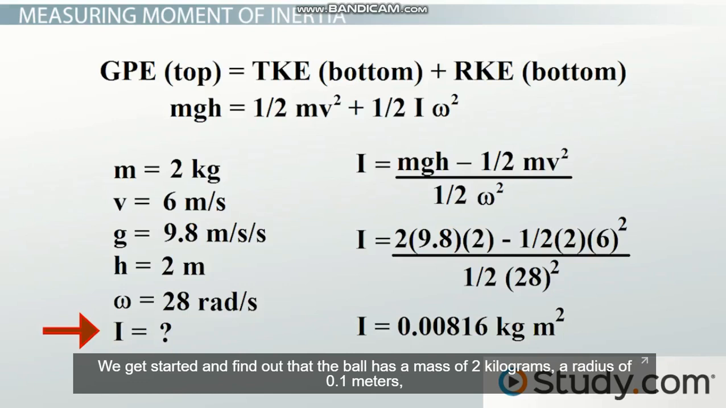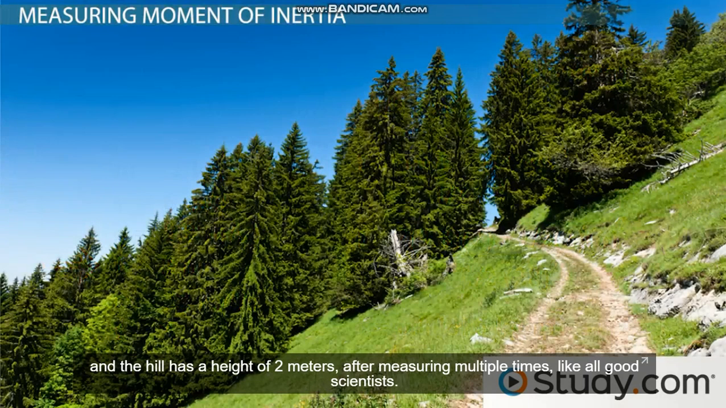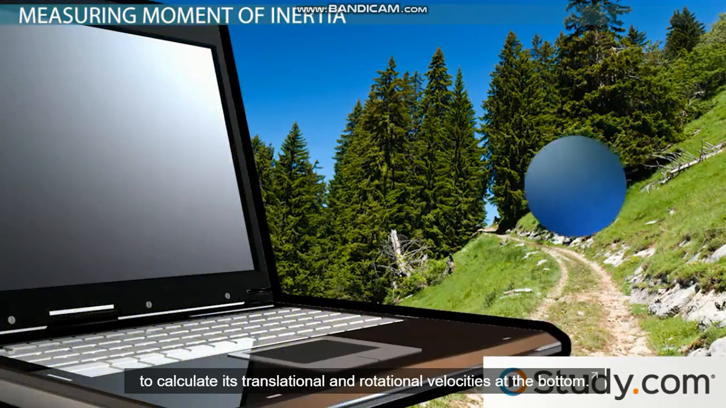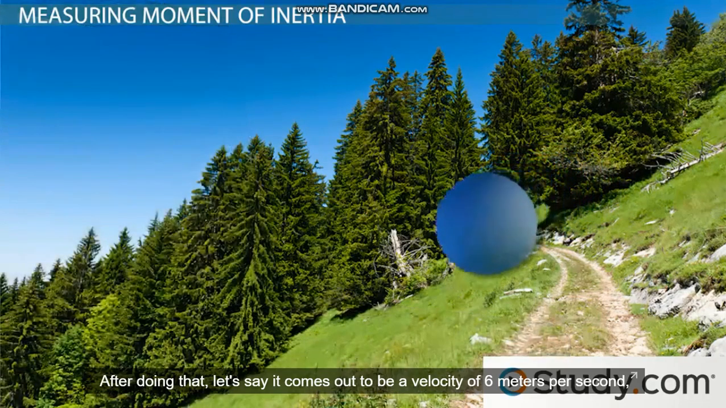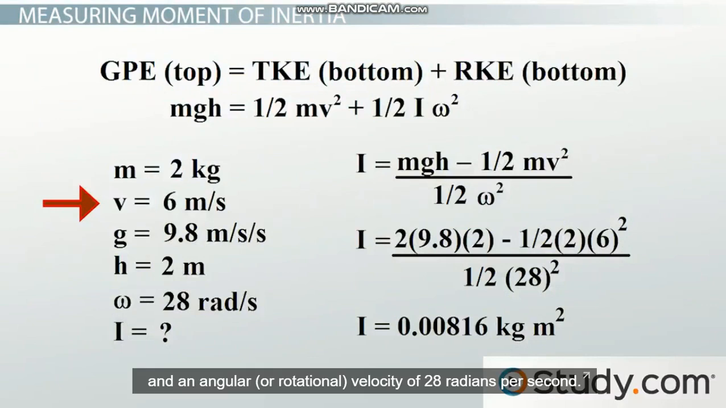So we get started and find out that the ball has a mass of 2 kilograms and a radius of 0.1 meters, and the hill has a height of 2 meters, after measuring it multiple times like all good scientists. We then take video of the ball rolling down the hill and use some computer software to calculate its translational and rotational velocities at the bottom. After doing that, let's say it comes out to be a velocity of 6 meters per second and an angular or rotational velocity of 28 radians per second.